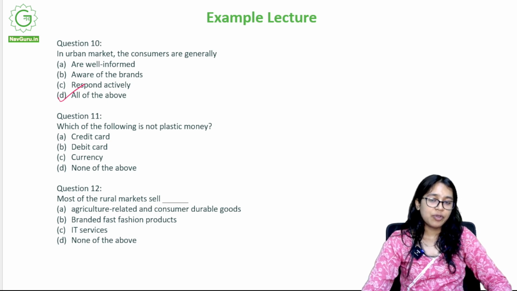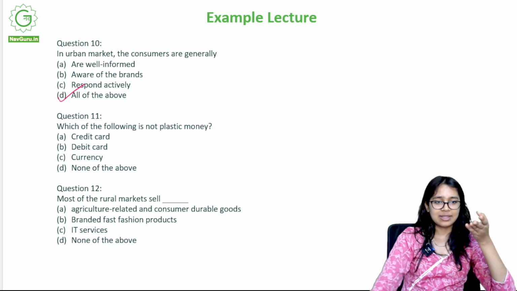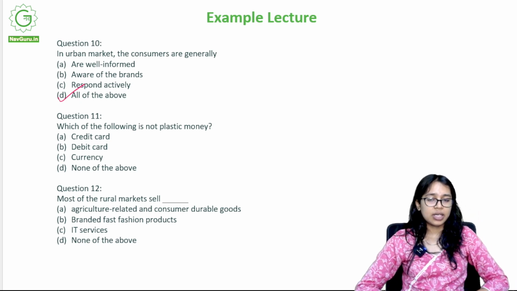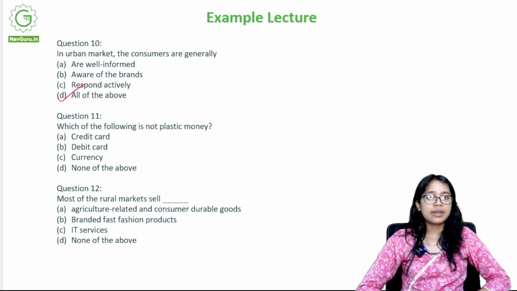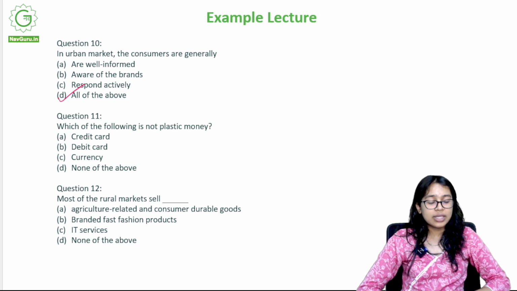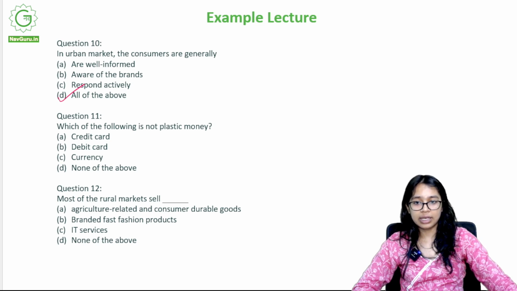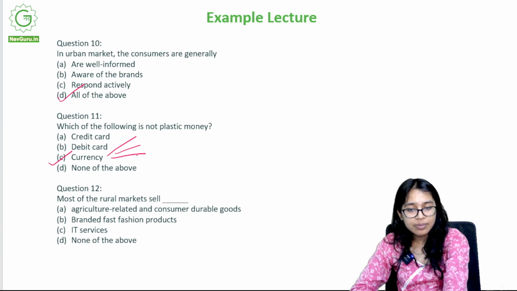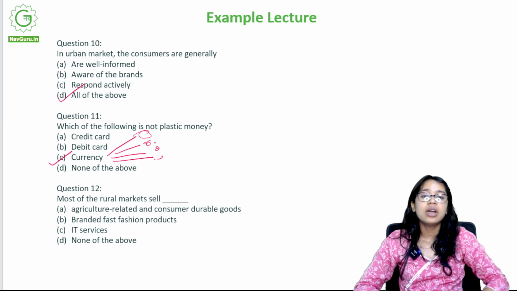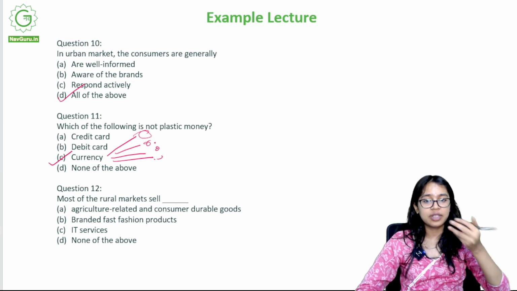Question number 11. Which of the following is not plastic money? So what do you mean by plastic money? Plastic, as the name suggests, it's plastic. So plastic money refers to these cards that are used by us. Okay, so it's credit card, debit card, currency, or none of the above. Which of this is not plastic money? So the right answer is C, currency. Currency can be used in various forms, and it is not something that comes under plastic money.